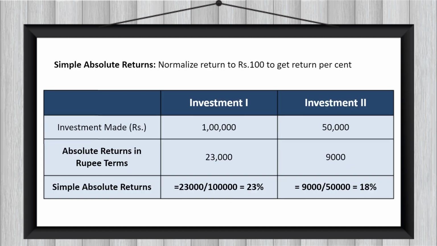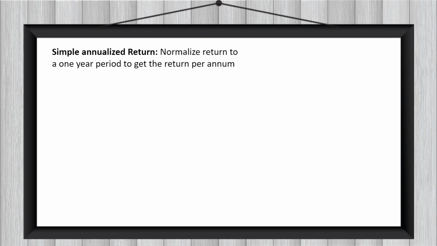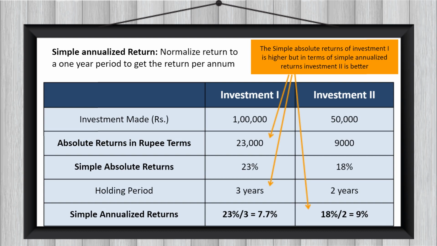Using simple absolute returns, which compares the returns to its investment value, investment A has performed better. Using simple annualized returns, which compares the returns to its investment value and holding period, investment 2 has performed better.